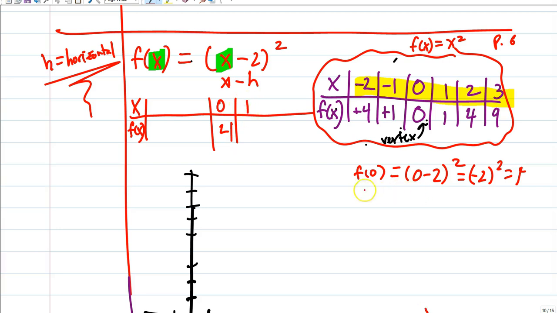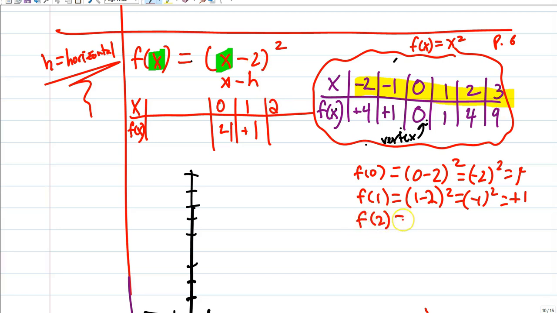Do a 1, f of 1. 1 minus 2 is, how about -1 squared? Positive 1. Some of these numbers look very similar, don't they? Let's try a 2. (2 minus 2) squared is 0 squared, which is 0. This 4, 1, 0 matches the 4, 1, 0 right here, doesn't it? See what happens when we plug in a 3. 3 minus 2 is, how about 1 squared? 3 minus 2, which is 1.